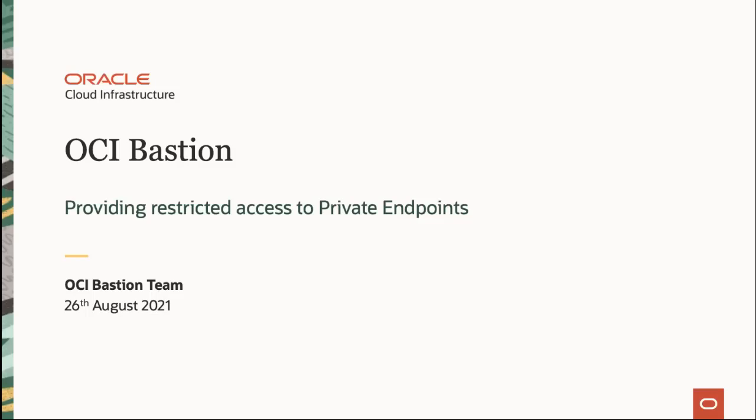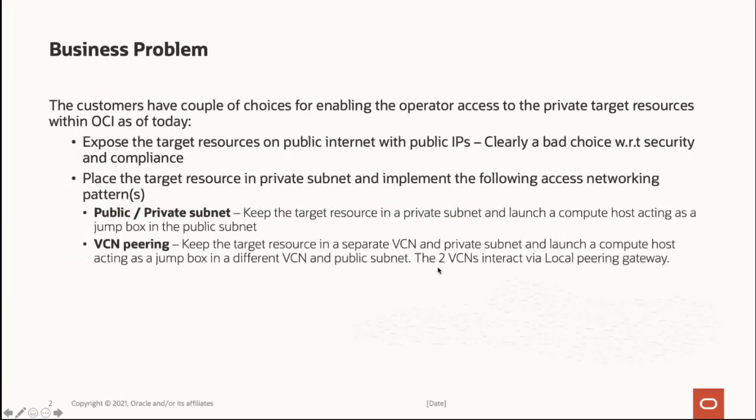So what is the business problem that we are trying to solve? As of today, our customers have a couple of choices for enabling operator access to private target resources. A private target resource can be anything. It can be a Linux compute instance. It can be a Windows compute instance. It can be a Kubernetes cluster. It can be any database solution like MySQL DB or Autonomous Database, which are present on a private subnet, right?